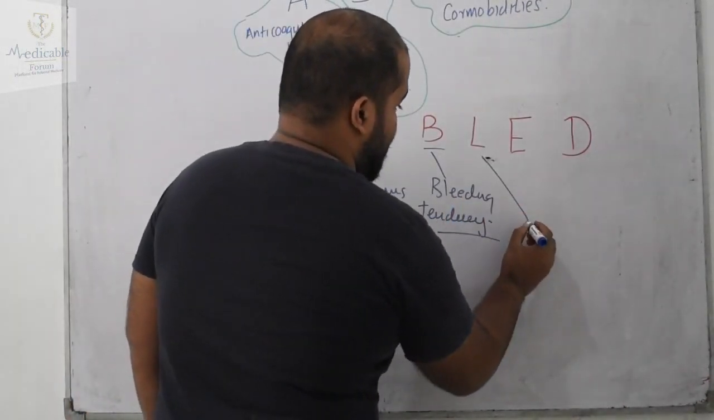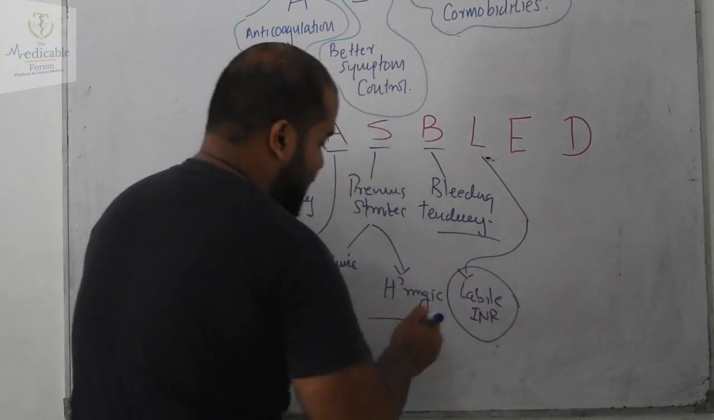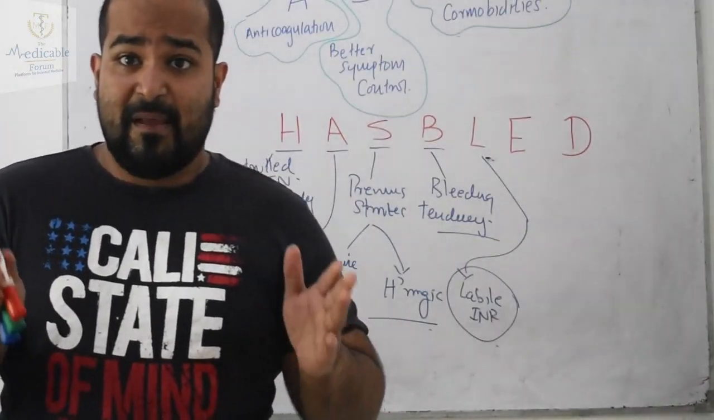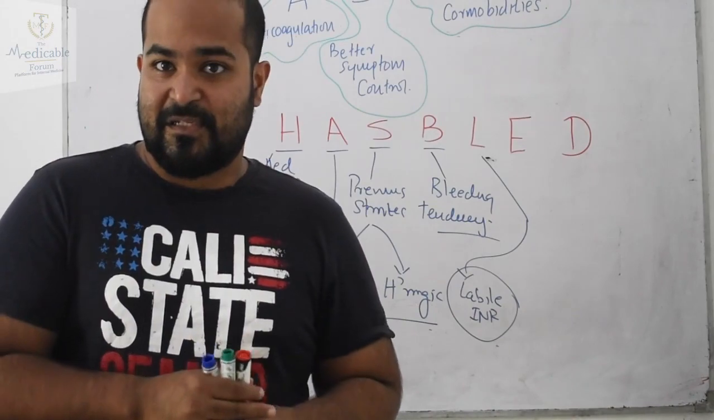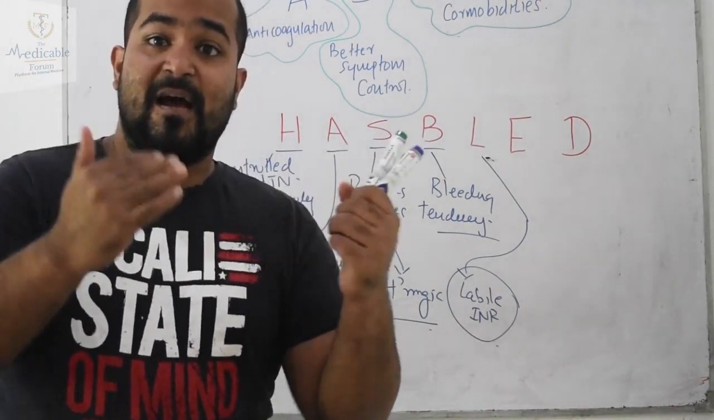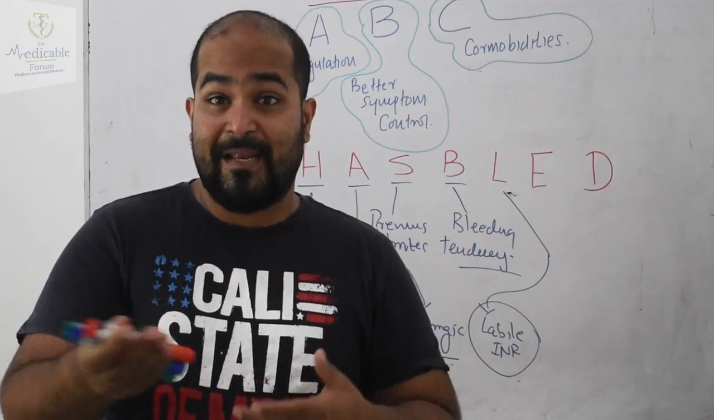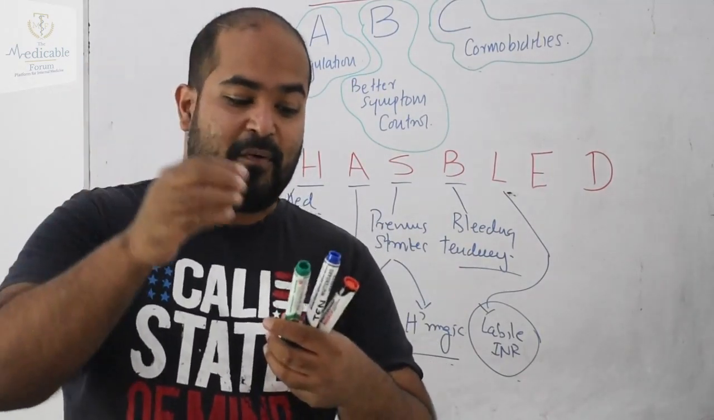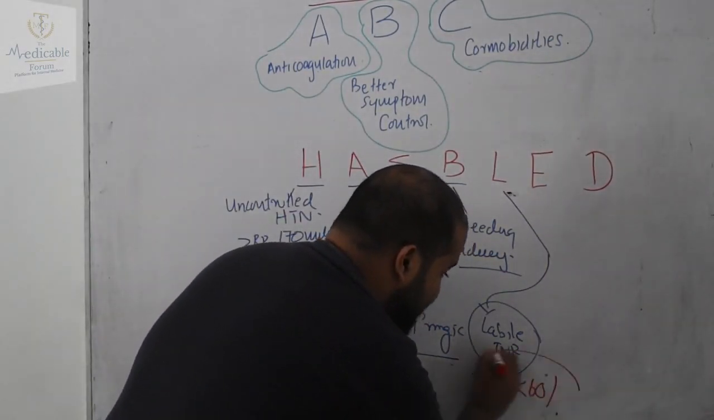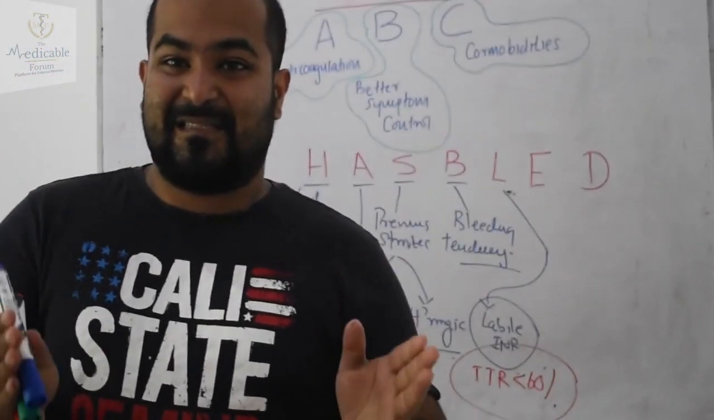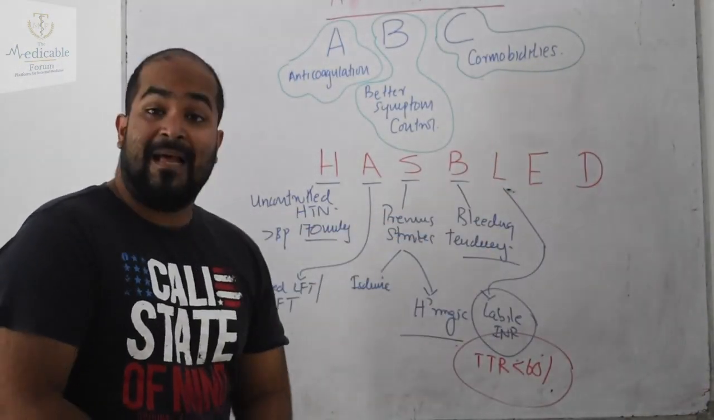Next is the labile INR. What is labile INR? When we are prescribing vitamin K antagonists for patients, we monitor the therapeutic range with INR, International Normalized Ratio. If the INR is fluctuating and not remaining in the therapeutic target, that is a labile INR, and that is a risk for bleeding. There is something called time in therapeutic range. If the time in therapeutic range is less than 60%, that tells you that the patient's INR is labile. So that is about labile INR.